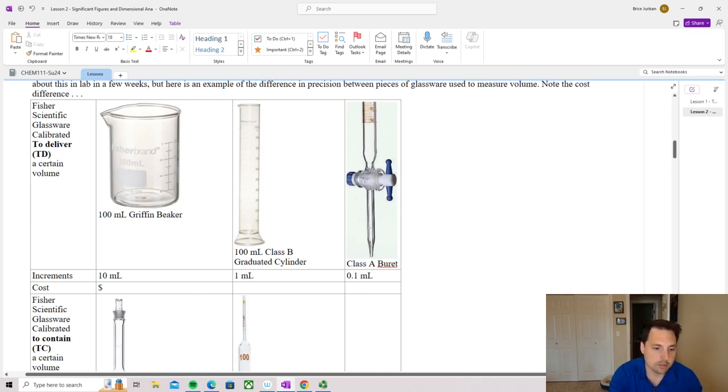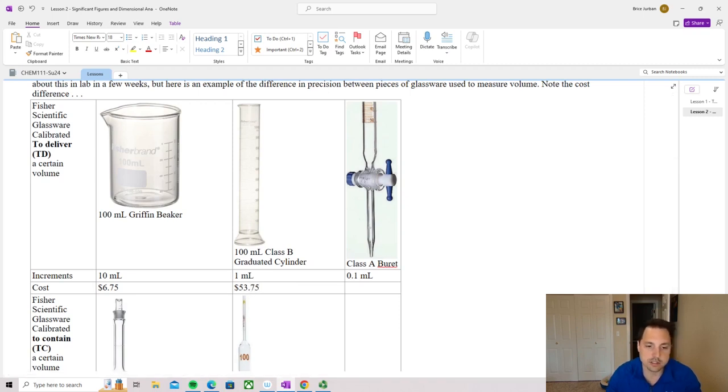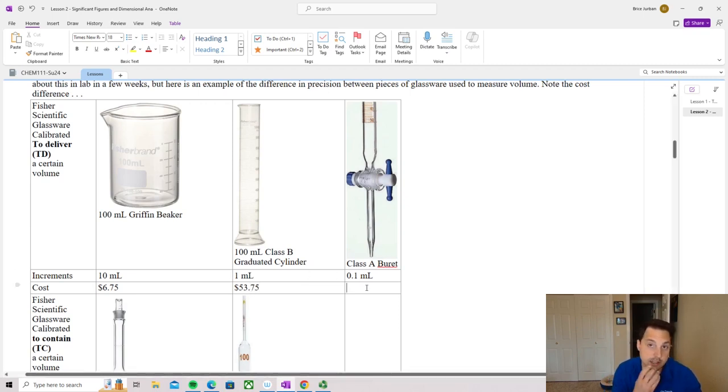Well, this one here I'll tell you is $6.75 as last I looked it up. And then if we have something that has higher precision, so measurements every 1 milliliter. Now, because they're every 1 milliliter, we can actually make a guess in between those markings. So we can actually make a guess out to 0.1 with this. The cost of this Class B is $53.75. So roughly 10 times as much.